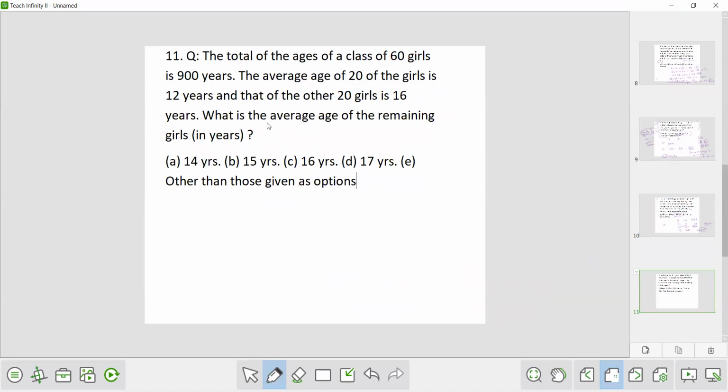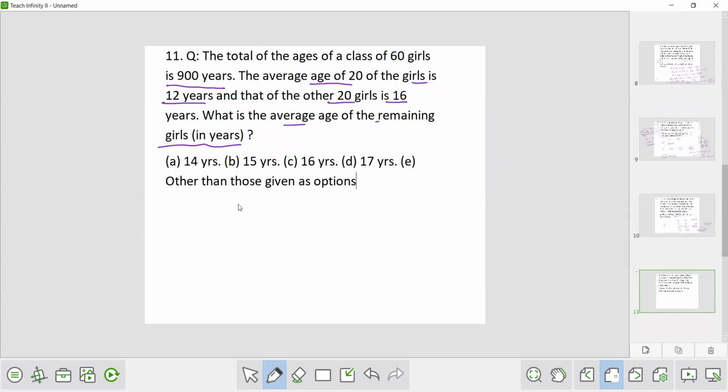I have given this question just to make you familiar with the average portion, because next topic we will start the average. So the total of the ages of a class of 60 girls is 900 years. The average age of 20 of the girls is 12 years and that of other 20 girls is 16 years. So what is the average age of the remaining girls in years?